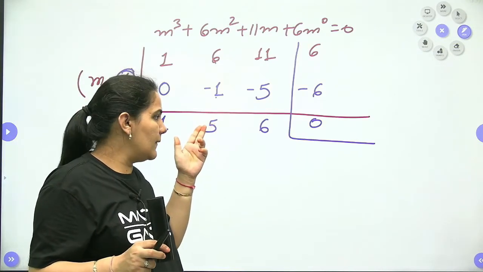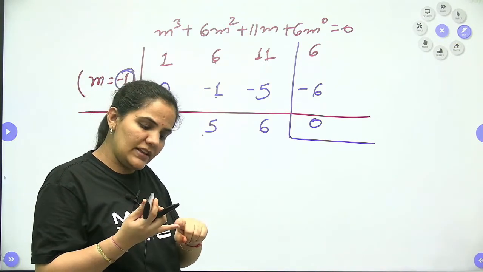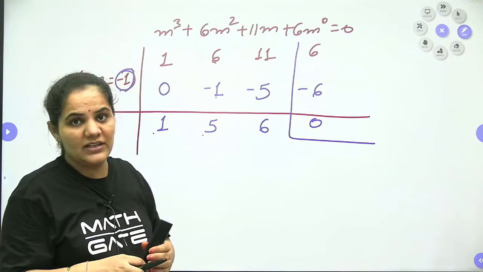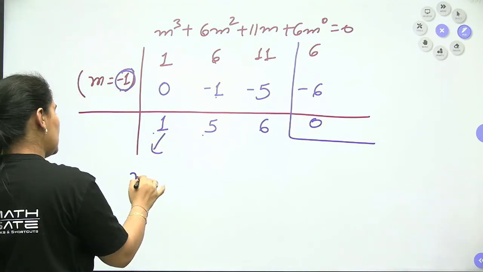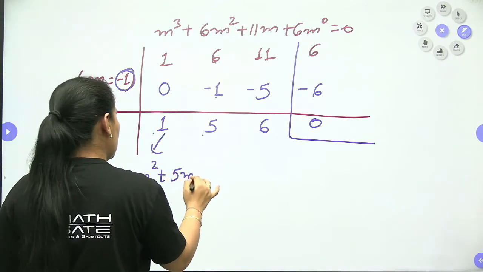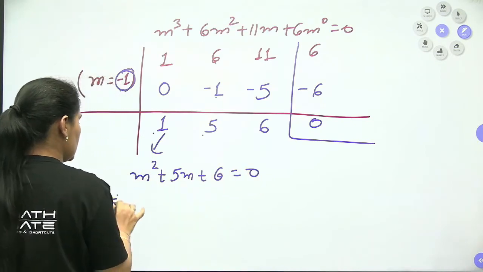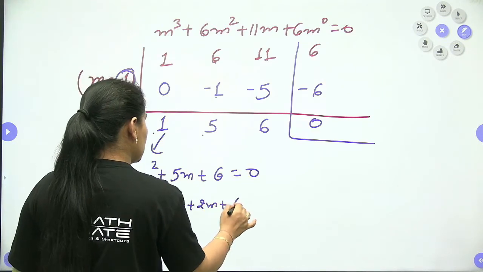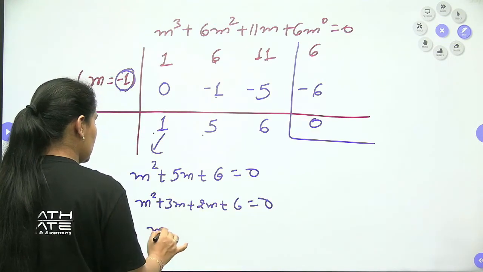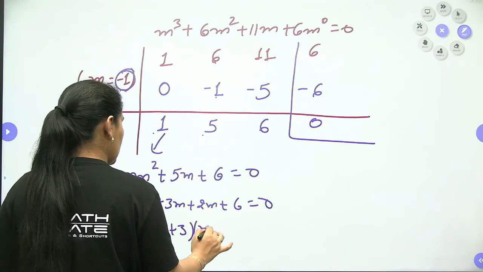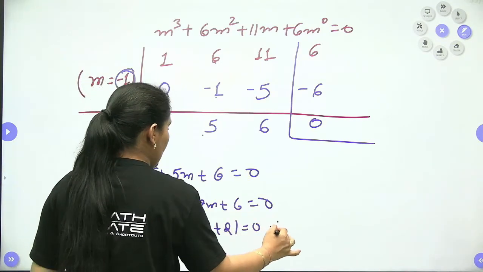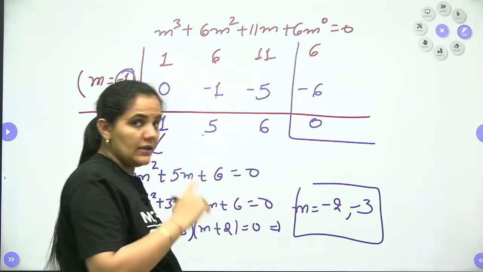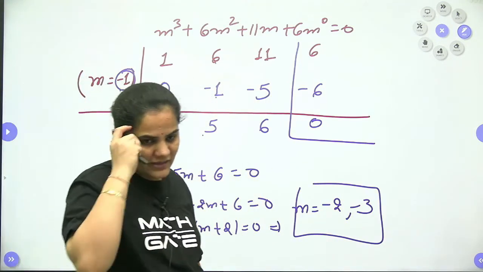Again we have to conclude whether the equation has the solution m equals 1 or m equals -1. So we will approach this quadratic equation only. We know very well how to solve the quadratic equation. It will be m squared plus 3m plus 2m plus 6 equals 0. It's a class 7th question. (m plus 3) into (m plus 2) equals 0. Hence we can conclude the roots will be minus 2 and minus 3.